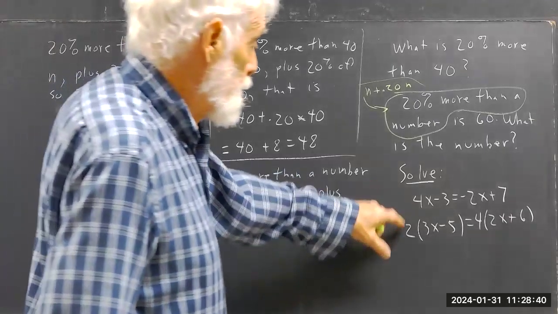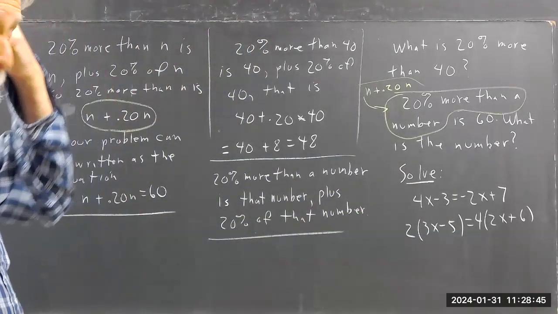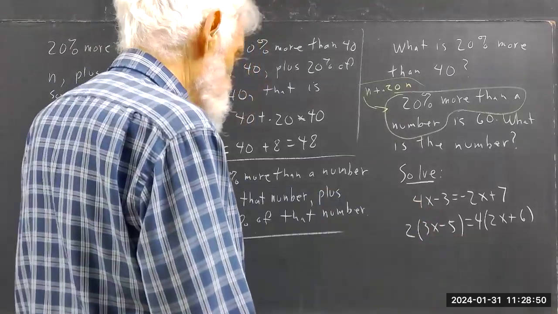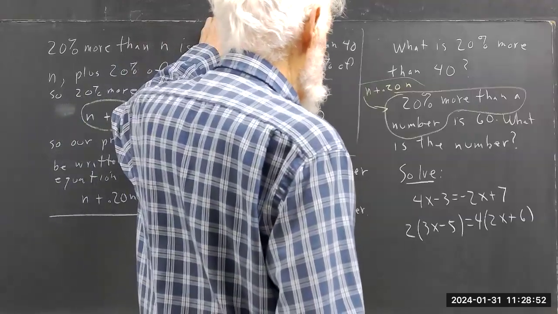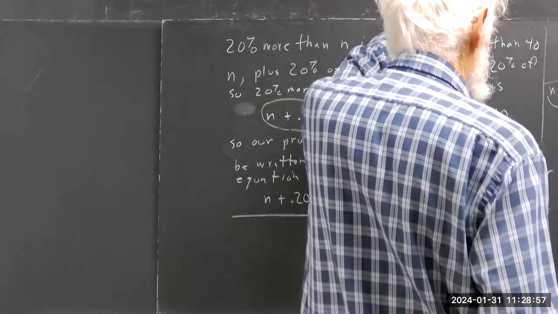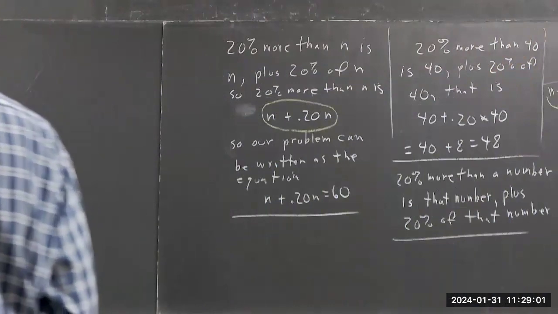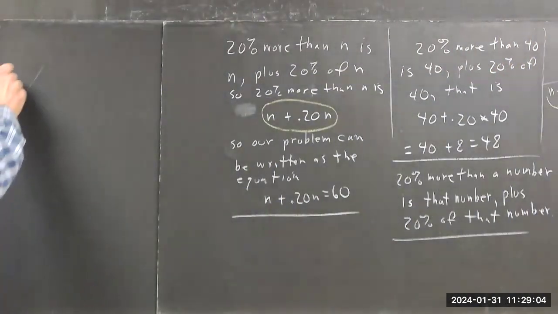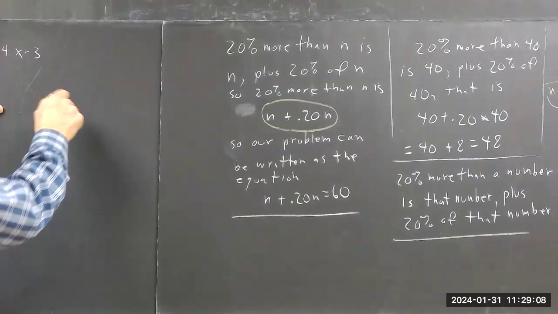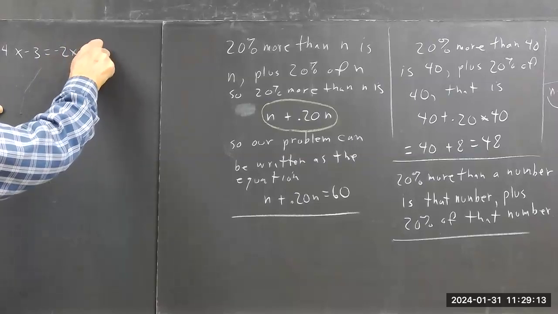So we're going to go down to these equations here, then we'll come back to this, okay? Now I was going to dispose of it kind of quickly, but I guess maybe I better not. Okay, so take the equation 4x minus 3 equals negative 2x plus 7.